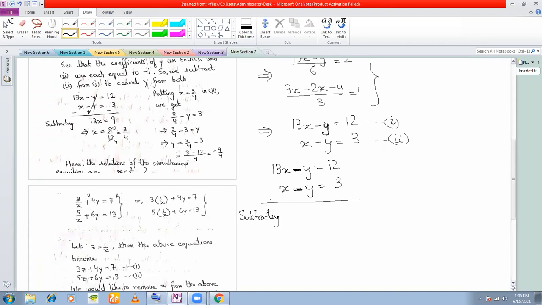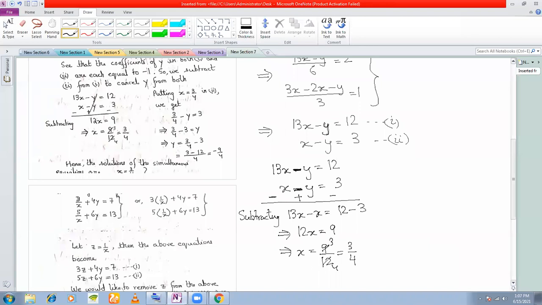Okay. So how do you subtract two expressions? You change the sign of the second one. So this plus and this should be minus. So 13x minus x is equal to 12 minus 3. Right. So this gives you 12x is equal to 12 minus 3, which is 9. That means x is 9 by 12, which is, now if you cancel with 3, you get 3 by 4. So you've got the value of x as 3 by 4.